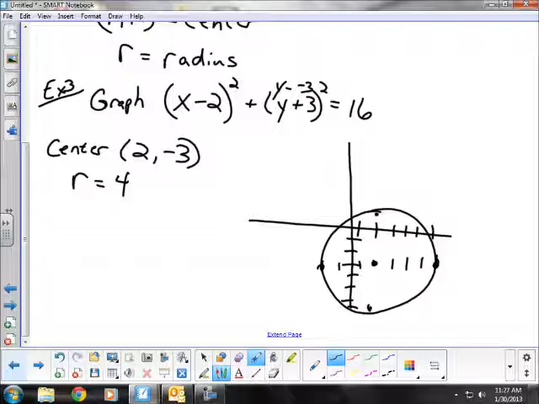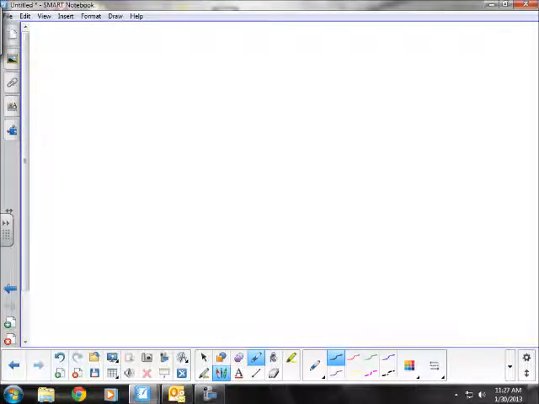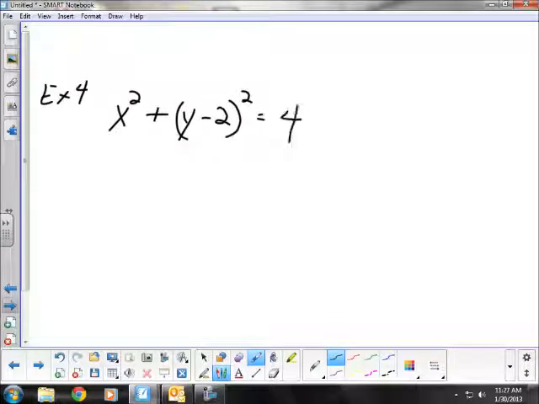All right. Any questions about how to use this to graph? The only other one there that's kind of tricky that sometimes people have a problem with is this one. It says x squared plus (y minus 2) squared equals 4. Okay, so we have a problem with this one sometimes. We're supposed to graph this. What do we have to do?